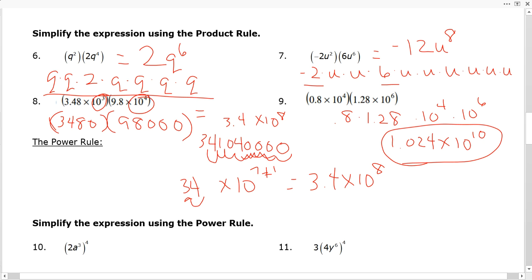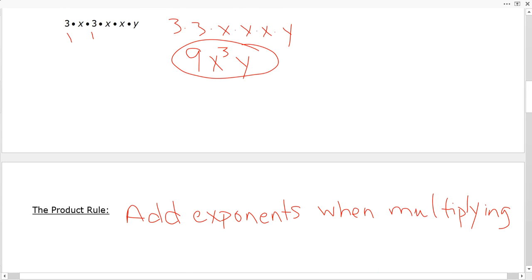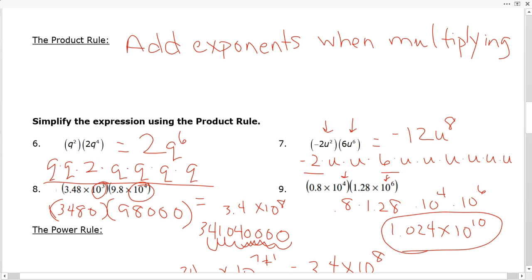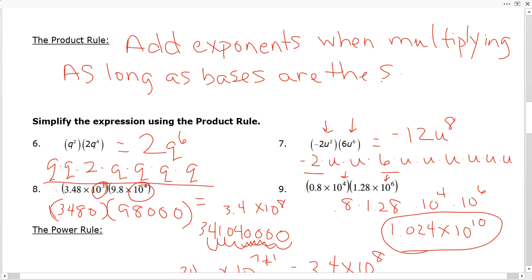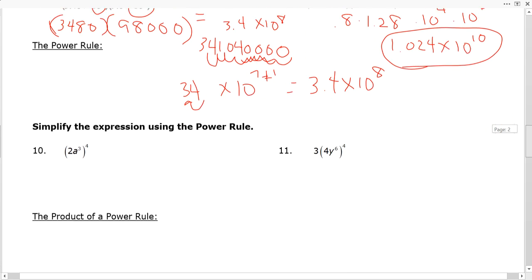Okay, so just like when you did your exponents here and added them together, you do these exponents here and you add them together because the bases are the same. As long as the bases are the same, you add the exponents. So add exponents when multiplying, as long as bases are the same. I could not do, well, I could, but we're not going to talk about that right now. Never mind. Okay, power rule.